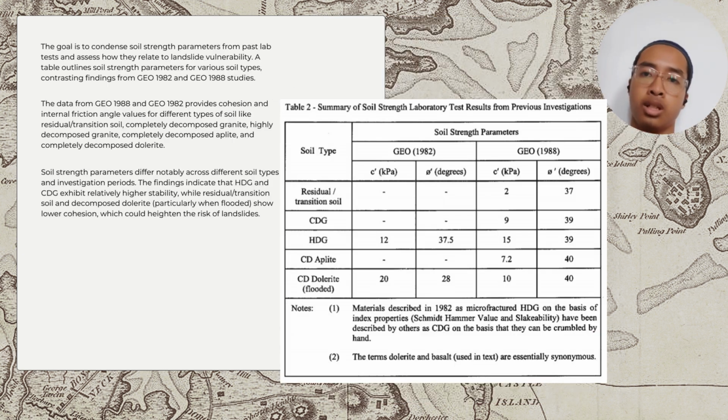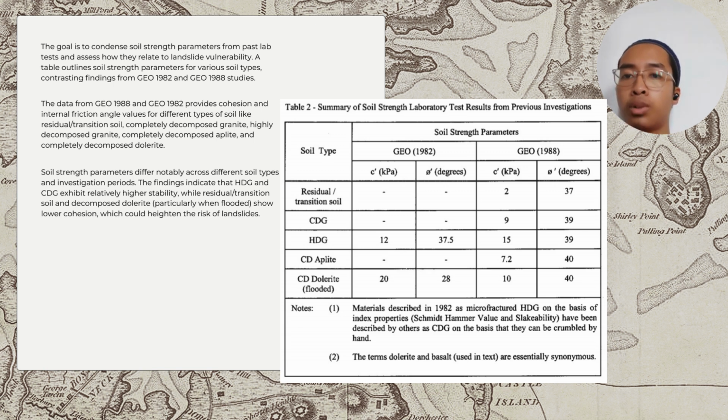Okay, for the next, soil strength parameters. The objective is to review previous laboratory tests and evaluate their implication for landslide susceptibility. The table summarizes soil strength parameters for different soil types, comparing results from the Geo 1982 and Geo 1988 investigations. For residual soil, Geo 1988 results indicate a cohesion of 2 kPa and an internal friction angle of 37 degrees. No data is available for Geo 1982.